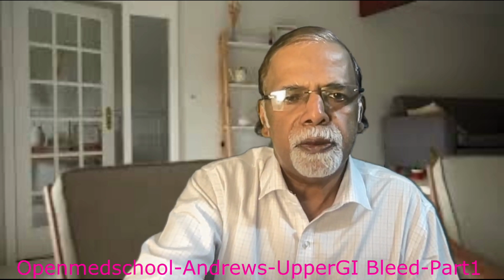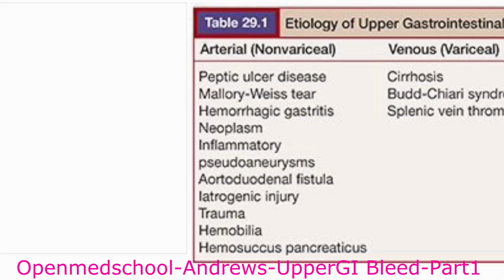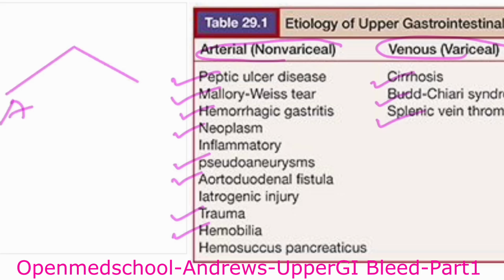So the etiology of GI bleed we can divide into arterial bleeding and venous bleeding. Venous bleeding is typically in cirrhosis of liver, in Budd-Chiari syndrome and splenic vein thrombosis. This is venous bleeding. Arterial bleeding can occur in peptic ulcer disease, the Mallory-Weiss Tear, gastritis, neoplasms, pseudoaneurysms, aortoduodenal fistula, trauma, hemophilia, and sometimes in pancreatitis. So depending upon the etiology, you divide the source of bleeding. It can be arterial bleeding and venous bleeding.